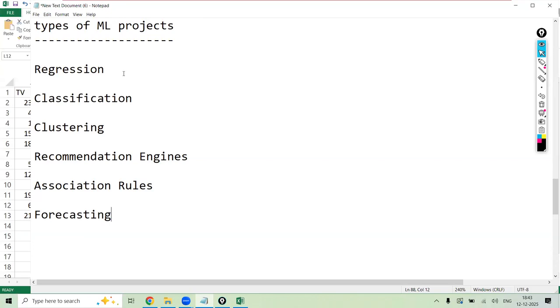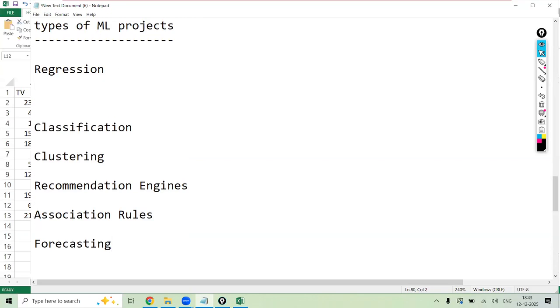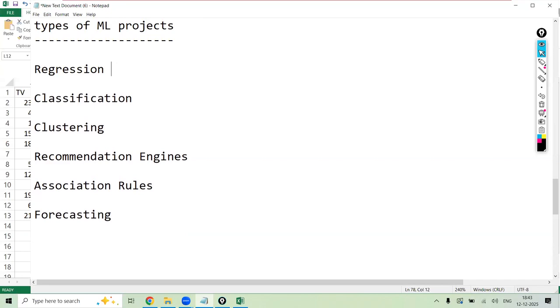First, I will start with regression. Now, what is meant by regression? Regression means predicting the output variable which is continuous. Predict output, and that output is continuous.